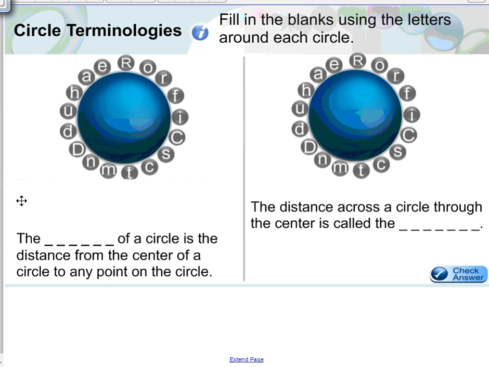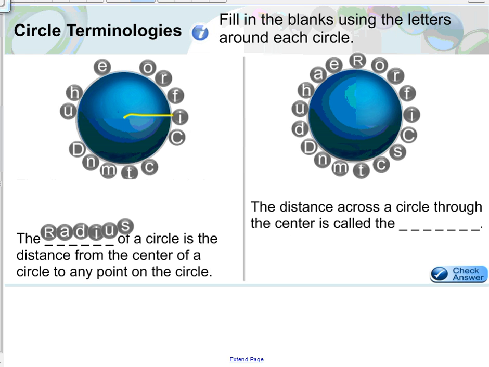So, the first thing we have is the blank of a circle is the distance from the center of a circle to any point on the circle. And we're specifically talking about something that looks like this. Okay? And that is called a radius. So the radius of a circle is the distance from the center to any point.